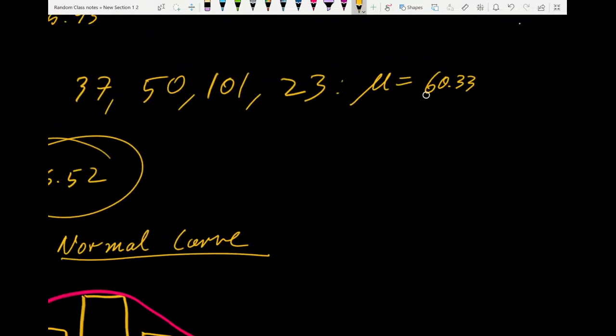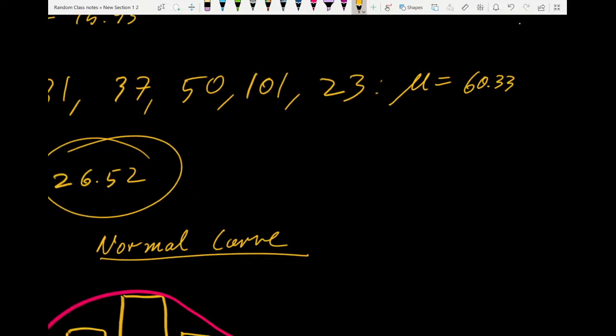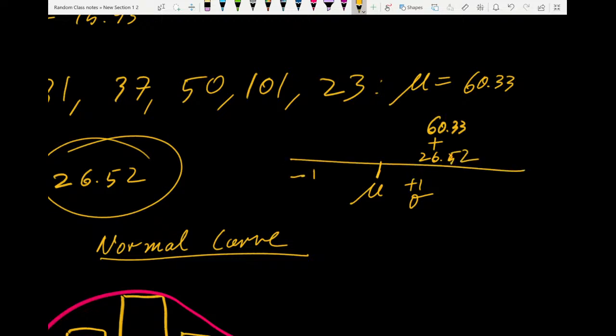So if I want to stay away one standard deviation from the average, here's the mu, and I want to go plus 1 standard deviation. I add 60.33 plus 26.52. And if I go negative 1 standard deviation, then I subtract 26.52 from 60.33. I'm going to explain to you in a bit what it means. Any question yet?